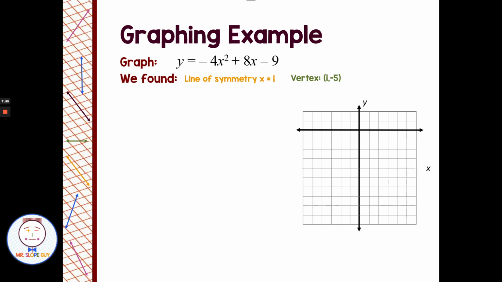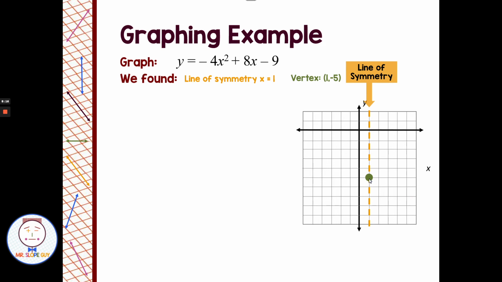All right, so we have y equals negative 4x squared plus 8x minus 9. We already found our line of symmetry at x equals 1 and our vertex at 1, negative 5. So if my line of symmetry is at 1, I can draw a little dotted line there at x equals 1. Vertex at 1, negative 5. I'm going to plot the point at 1, negative 5. Now, I'm going to need some additional points, but with parabolas, it'll get off this graph really quickly.